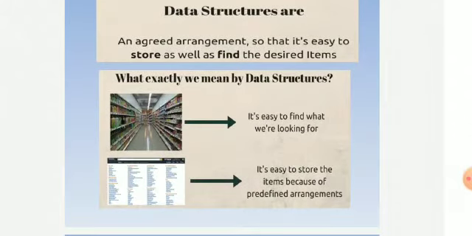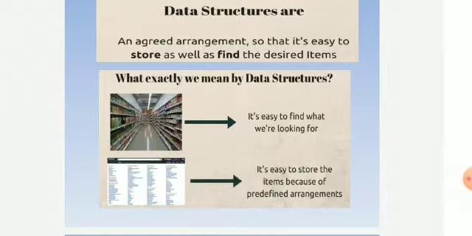Now what is a data structure? A data structure is an agreed arrangement, so that it becomes easy to store as well as to find out the desired items. The best example of a data structure is your shopping mall. In a shopping mall, all the items are stored in an organized way and then it becomes easy to find out the desired items.